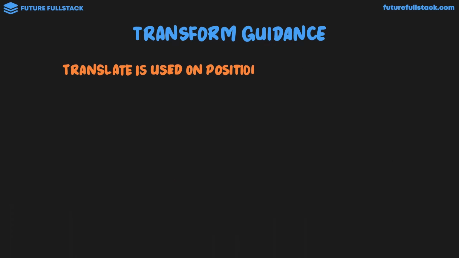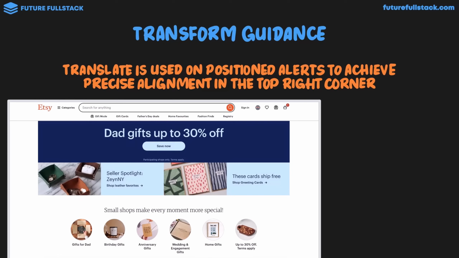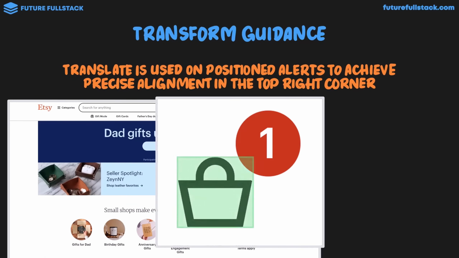Translate is used on positioned alerts to achieve precise alignment in the top right corner. Taking a look at Etsy, which is an e-commerce site, I'm going to zoom in on the cart in the top right corner. We have a parent element, which we would give a position relative value to act as an anchor, so that our notification circle can be positioned absolute, so that we can offset the notification number in reference to the closest positioned ancestor. In this case, the shopping basket icon.